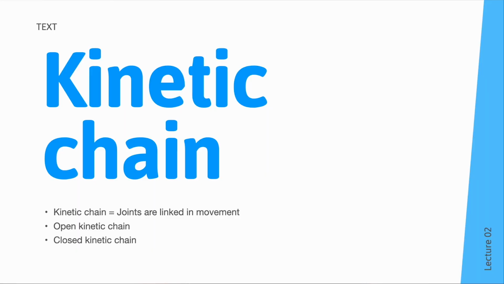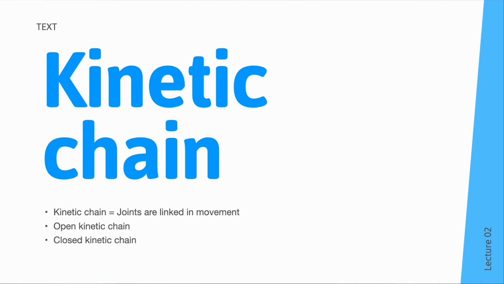All right, and then as a last bit for this lecture, I just want to speak about a kinetic chain. There are two kinds of kinetic chains, and why do we want to know about them? Very simple, because a kinetic chain basically tells us and reminds us that the joints move together. They are not separate in the body. So when we move one joint, we also move other joints at the same time. And that is important for asana alignment.